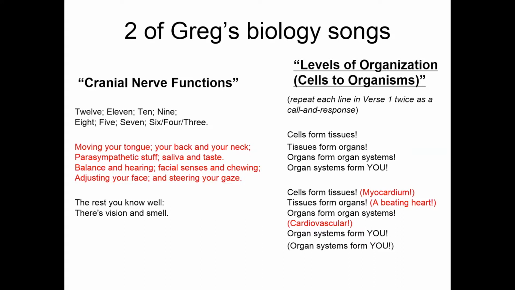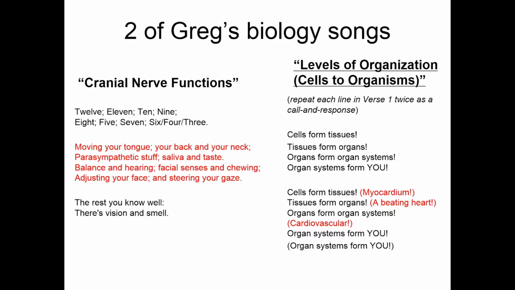Yeah, I like the choose-one-from-each-column idea if they need a little more scaffolding, a little more help to know what the options are. But just to back up for a sec, this is basically a very short rap. So it goes like this: cells form tissues, but tissues form organs, but organs form organ systems, but organ systems form you.